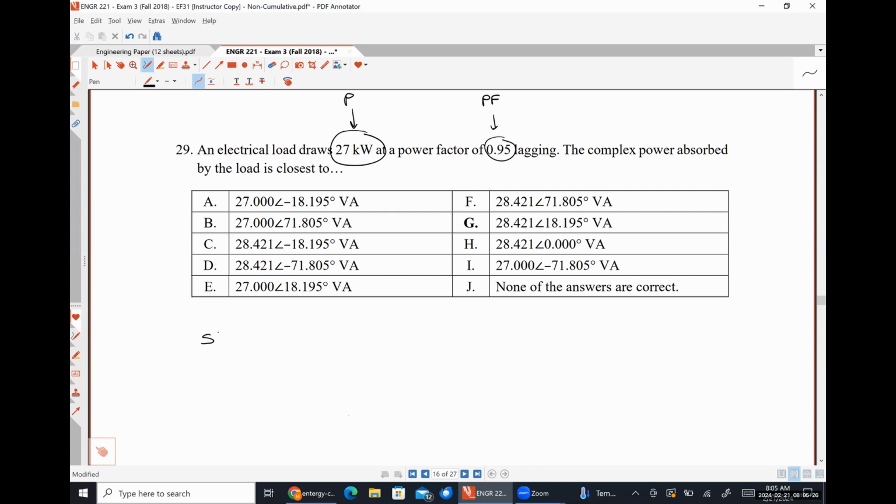So, S should be P divided by power factor with an angle of the inverse cosine of the power factor. And I'm putting a positive sign on the angle because our power factor was given to us as a lagging quantity. So that's going to look like 27 divided by 0.95 with an angle of the inverse cosine of 0.95. And I'll just throw that into my calculator really quick. With an angle of 18.195 degrees.